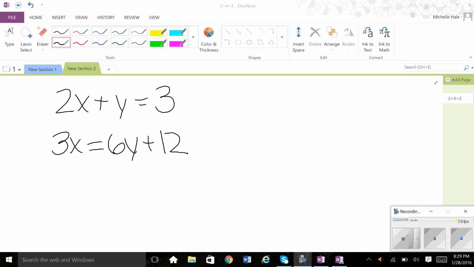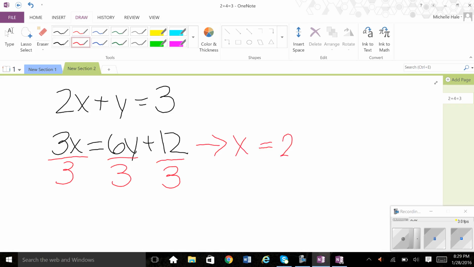So, in this one, in our second equation, we have x almost completely solved for. We just have to get rid of that 3. So to do that, we're going to divide by 3 throughout the whole equation. And then that new equation turns into x equals 2y plus 4.